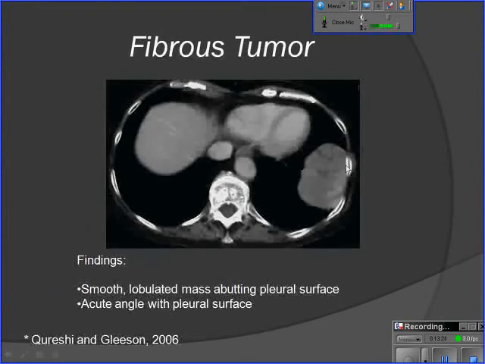So this is an example from the literature of a fibrous tumor. So again, smooth lobulated mass abutting the pleural surface, solitary.